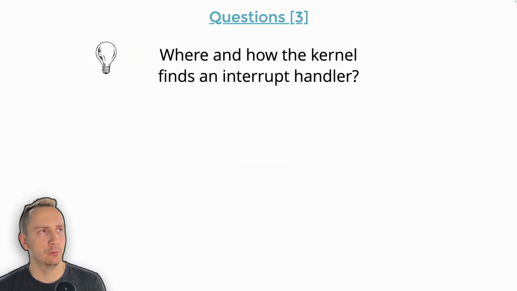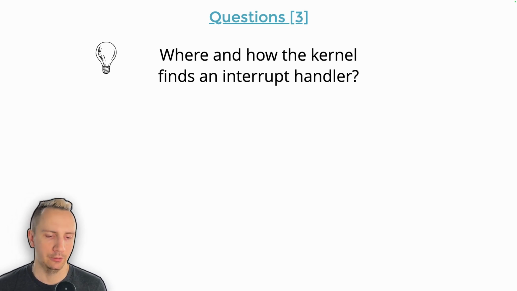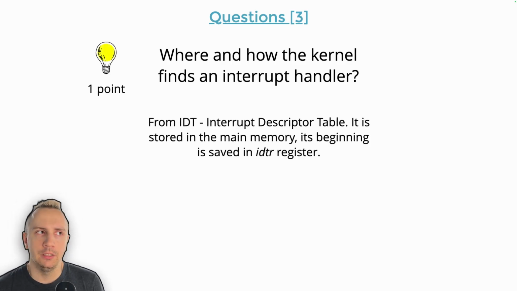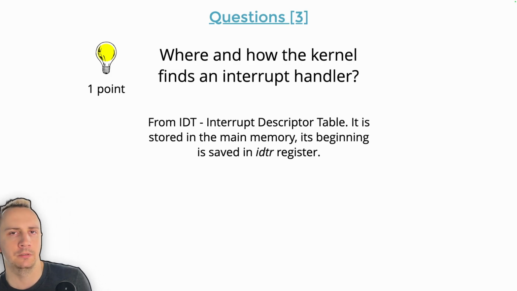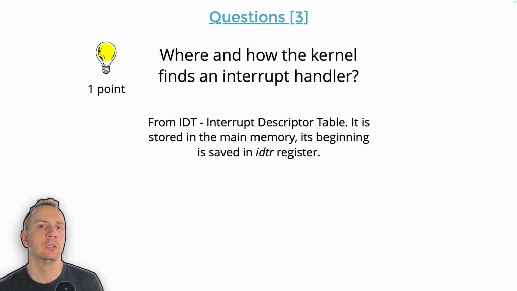Another question: where and how does the kernel find an interrupt handler when an interrupt is finally ready to be handled? Try to think, put the video on pause. And I am revealing the answer now. From the IDT, the interrupt descriptor table. It is stored in the main memory and its beginning is saved in the IDTR register, which the CPU knows about. It will take the address stored there as the beginning of the array, the number of the interrupt as an index in the array, and then it finds the handler.